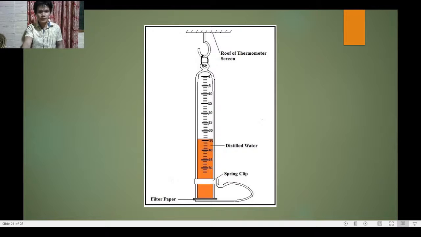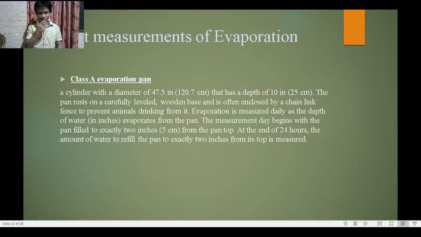So this is it. Next, the class A evaporation pan, a cylinder with a diameter of 47.5 inches or 120.7 centimeters that has a depth of 10 inches or 25 centimeters.